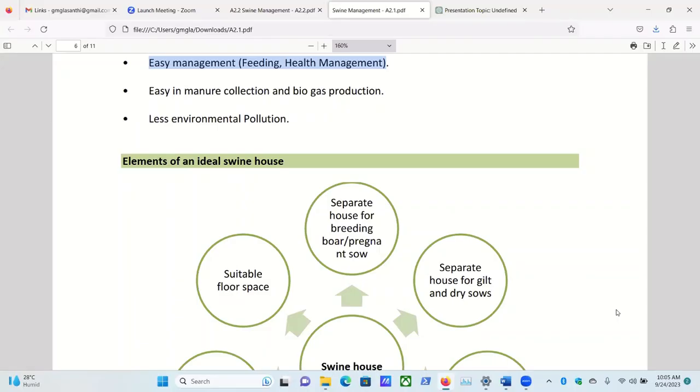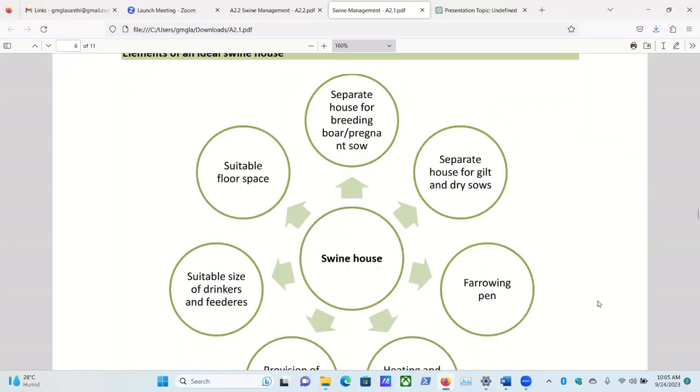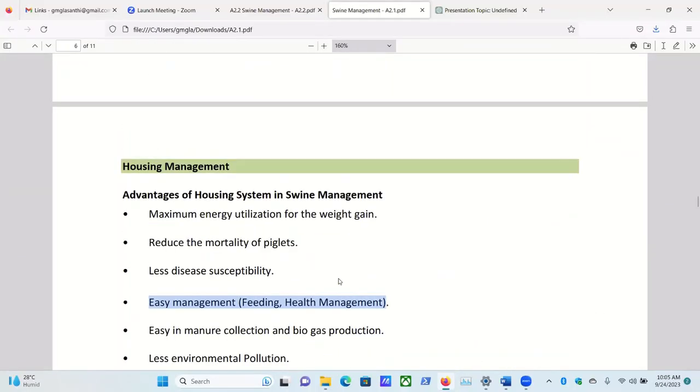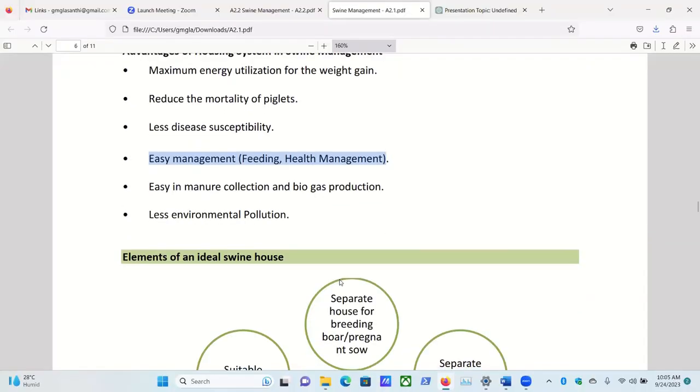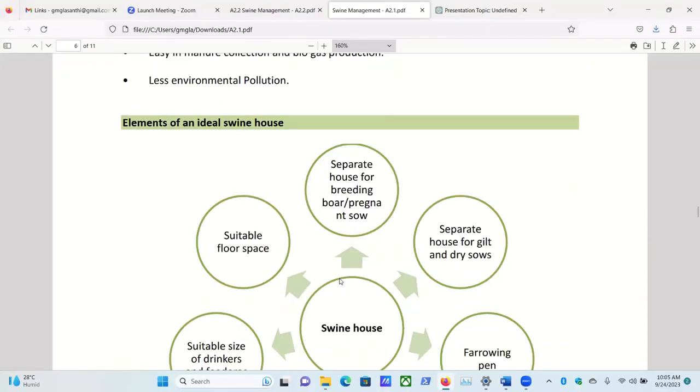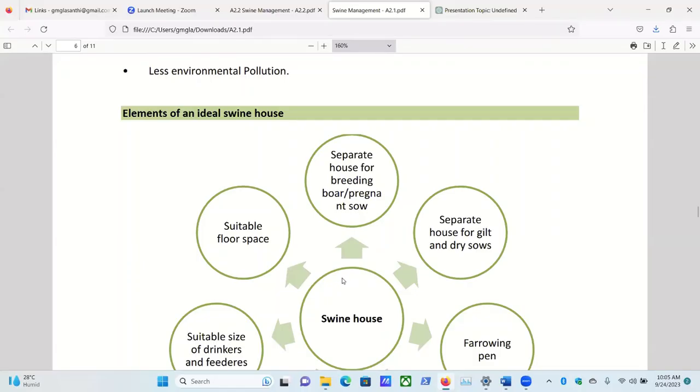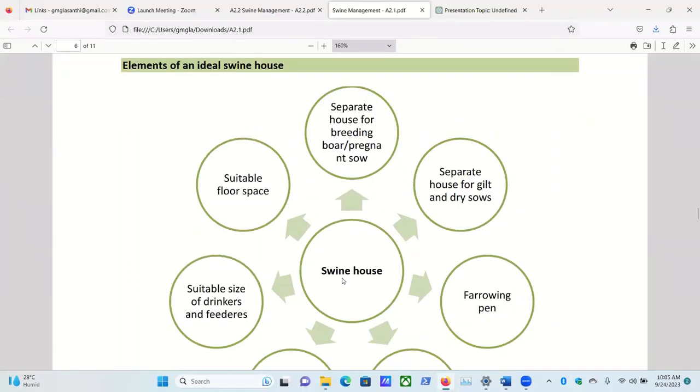So it's easy. So those are the advantages of providing a housing system. So now we will discuss what are the essential elements for a swine house.